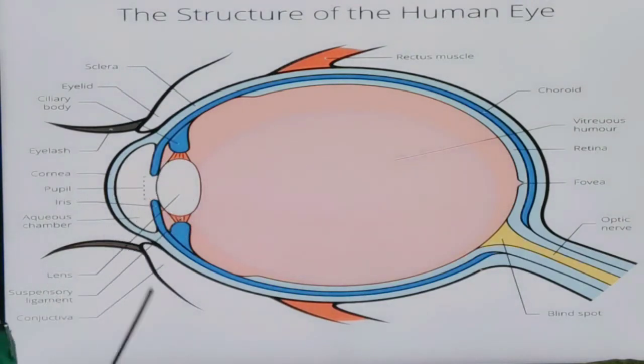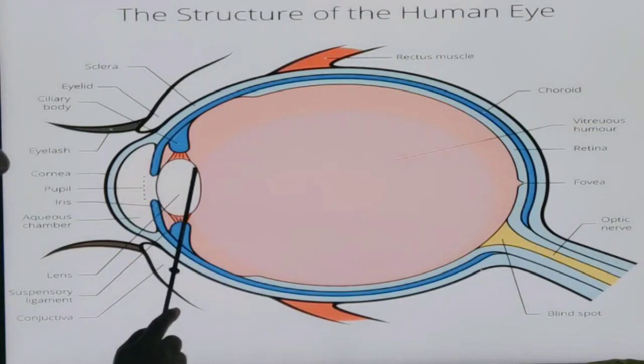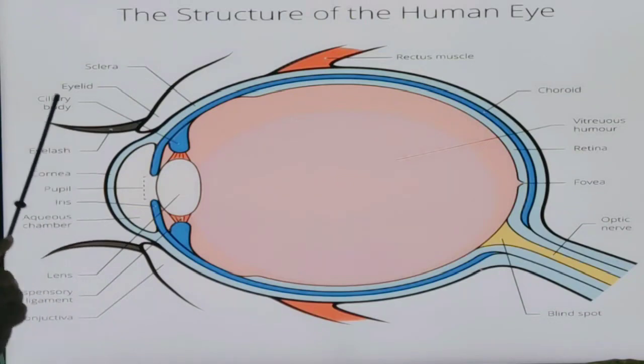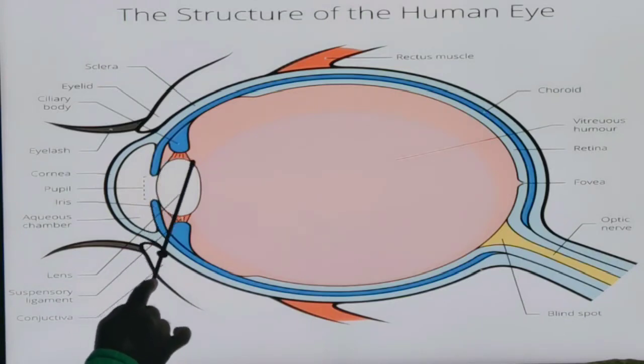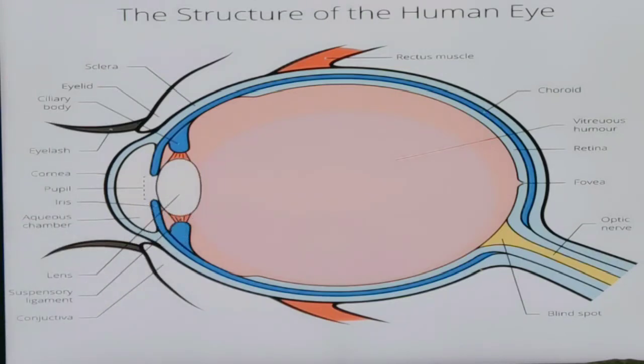Here the lens is also present, and this lens is a transparent, elastic, circular, convex, solid structure. That part is called the lens. The lens is suspended in the cavity of the eyeball behind the pupil with the help of the suspensory ligament, and light passes through the lens.